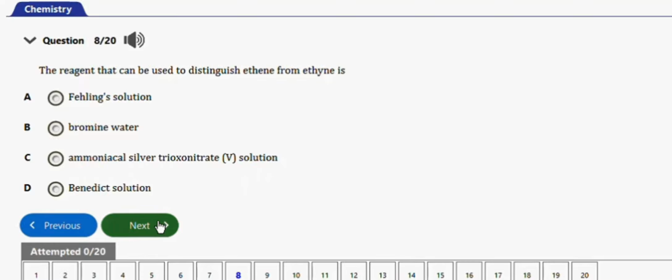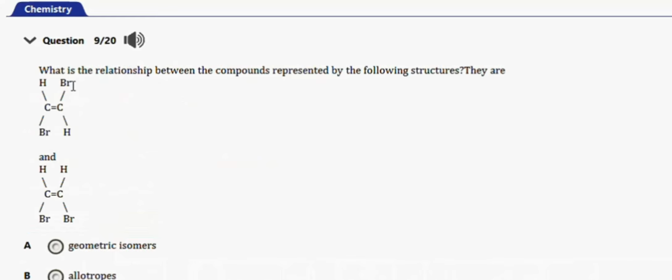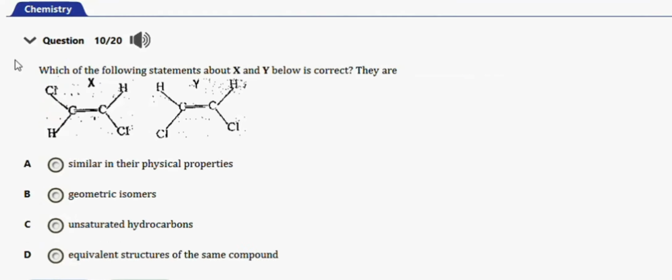The next question says, what is the relationship between the compounds represented by the following structures? They are geometric isomers. Yes, that's the answer. This is how geometric isomerism is expressed in organic chemistry. The next question says, which of the following statements about X and Y below is correct? So they are geometric isomers. Yeah, that's the correct answer to this question.